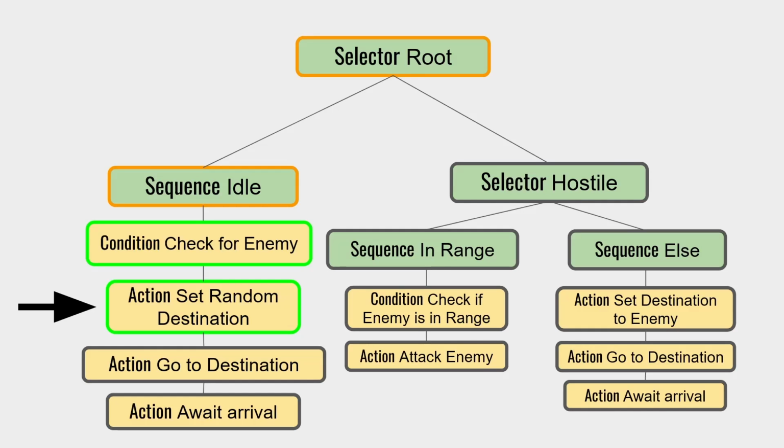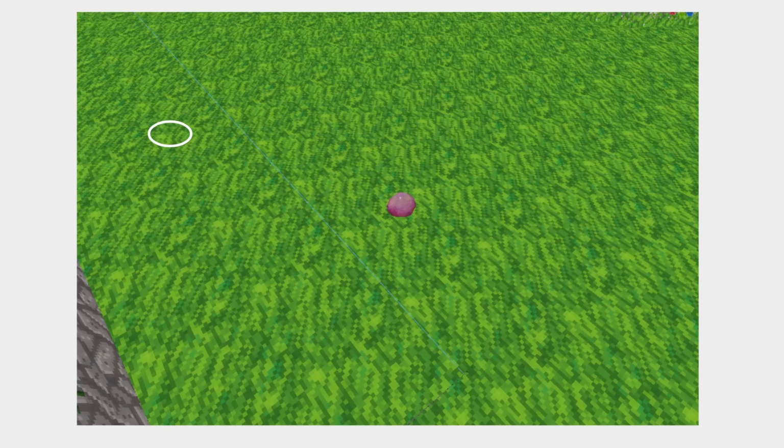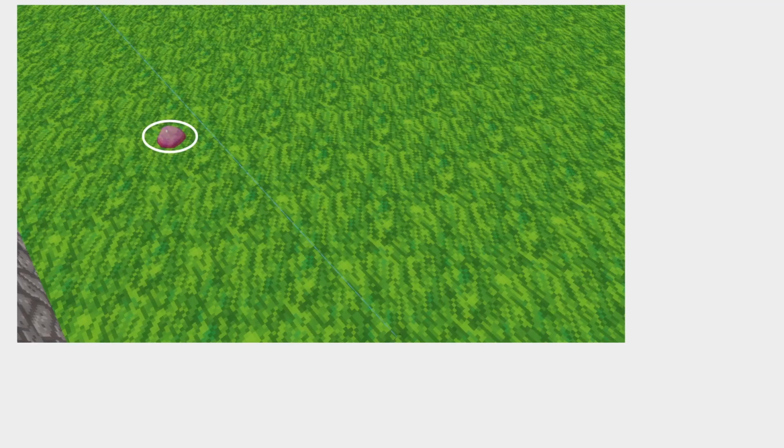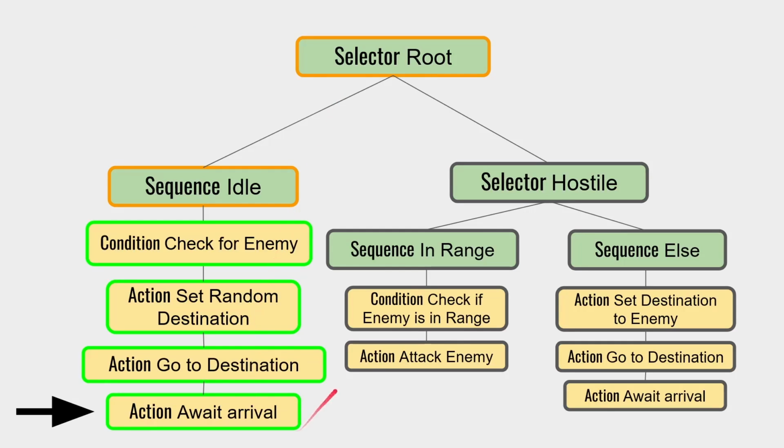It's going to set a random destination, which in this case is right there where the white circle is. Then it's going to go to that destination along this line, and then it's going to wait for the arrival. And this wait is blue because it's a running state and not a success or a failure. So this is going to run. Now, this node is going to return running, this is going to return running, and this is going to return running. But we don't need to worry about that right now. We're going to say that it got there. So now this is a success.